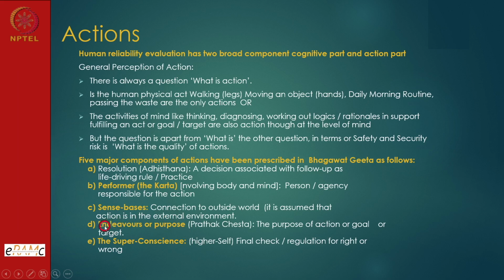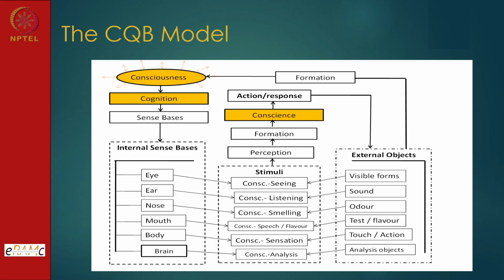Up to the good domain is okay, but then there is a super conscience, like I told you, which is related to security aspects and all that. A final check, a regulation for right or wrong. So action has five elements, and then only action occurs. Okay. So now we have defined in CQB what the action actually is. Now this is the model.